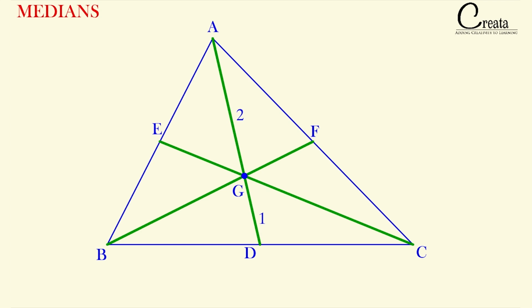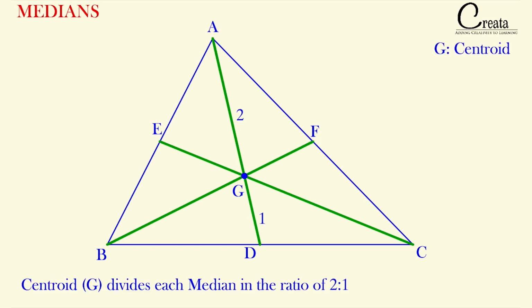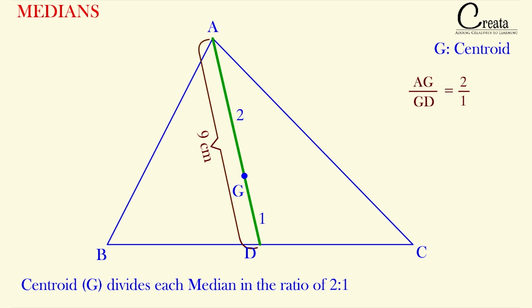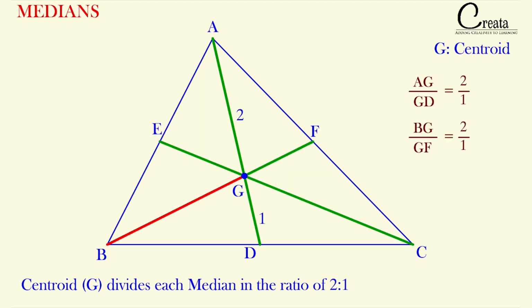The point G divides the median into the ratio of 2:1. That is, AG is to GD for this triangle will be 2:1. For example, if we take AD as 9 cm, then AG will be 6 cm and GD will be 3 cm. The ratio will be 6:3, that is 2:1. Got it? Similarly, the ratio of BG to GF will be 2:1 and the ratio of CG to GE will be 2:1.